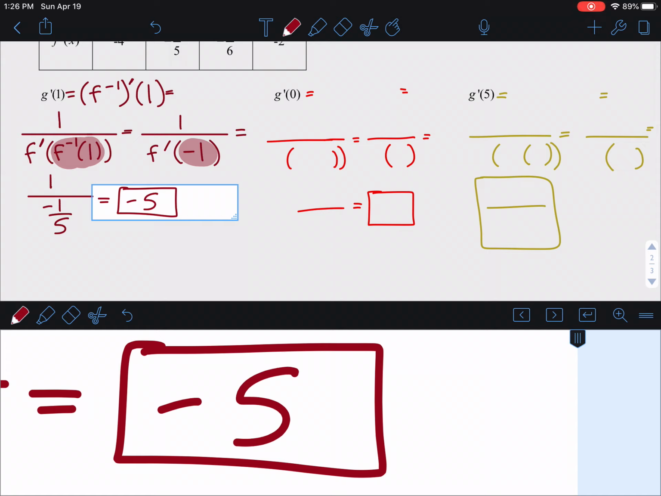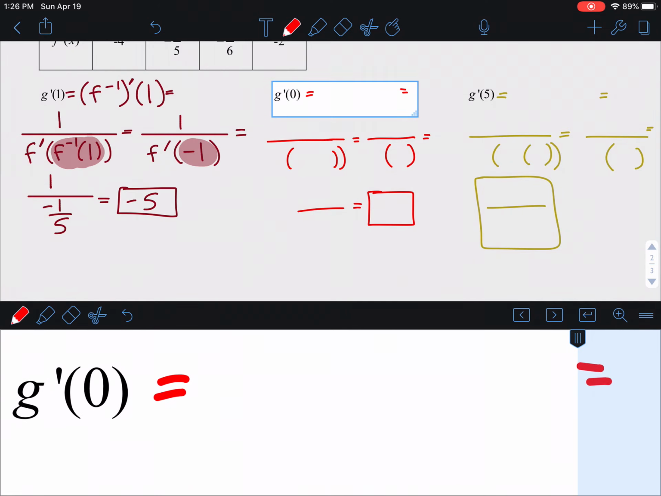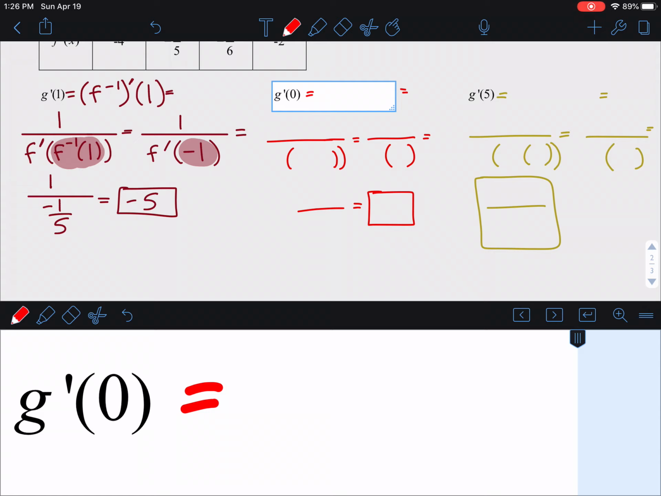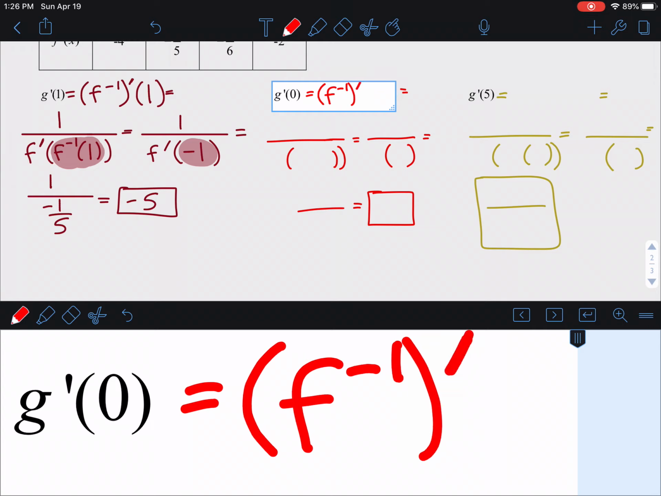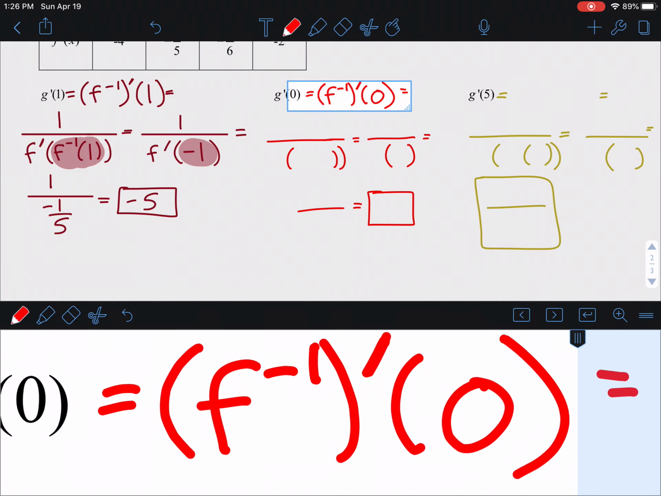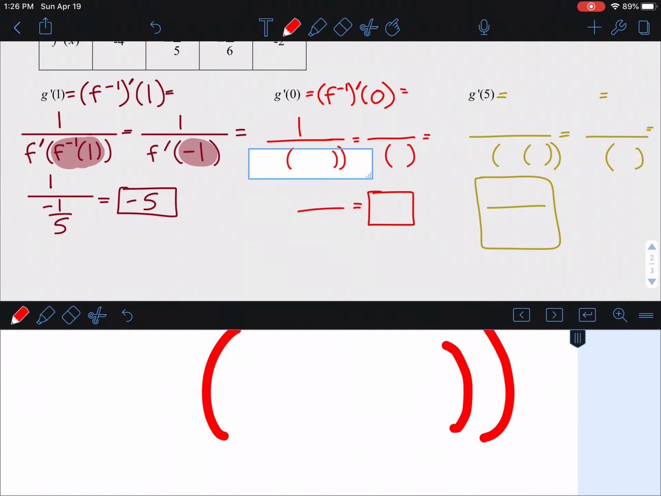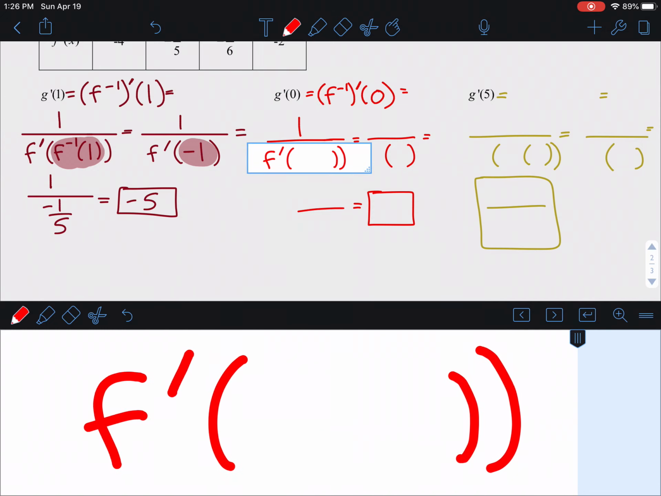Okay, let's try this again. G prime of 0. So again, first thing I'm going to do, I don't like G. I'm going to get rid of it. So this is going to become F inverse prime of 0. Whoops. Okay, so now use my formula. So this is 1 over F prime of F inverse of 0.